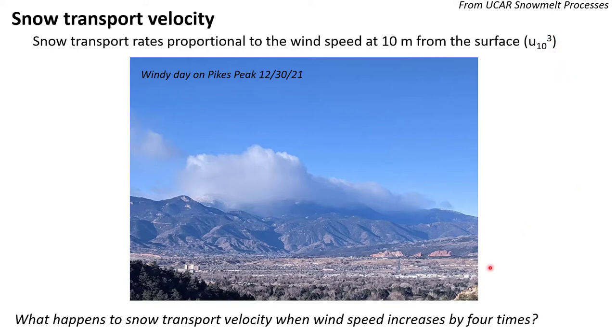So what happens to the snow transport rate when the wind speed increases by a factor of 4 if the snow transport rate is proportional to the cube of the wind velocity at 10 meters from the surface? Well, if U increases by a factor of 4, 4 cubed is 64. So what that means in practical terms is that the snow transport rate will increase by a factor of 64 times when the wind speed increases only by a factor of 4. So this is a really significant relationship between snow transport rate and the wind velocity at 10 meters.